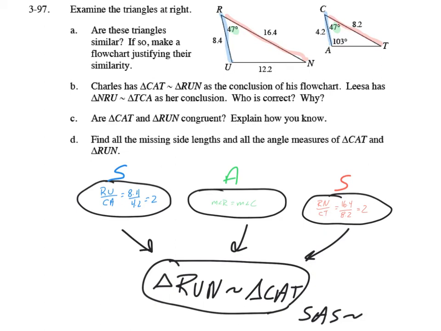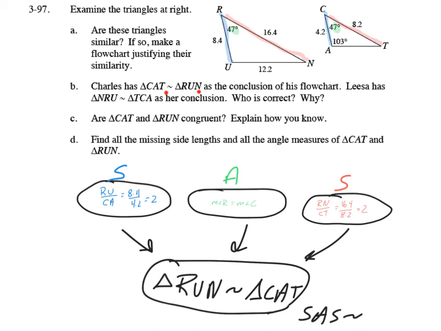And part B says, Charles has triangle CAT is similar to RUN as the conclusion of this flowchart. Lisa has NRU is similar to TCA as her conclusion. Who is correct? And what I want you to see is, notice how Charles did CAT. C corresponds with R, as those are both listed first within the respective similarity statements, and A and U correspond, and T and N correspond.